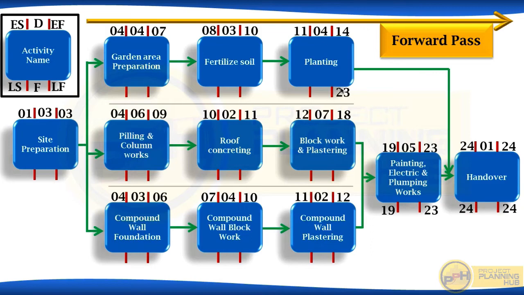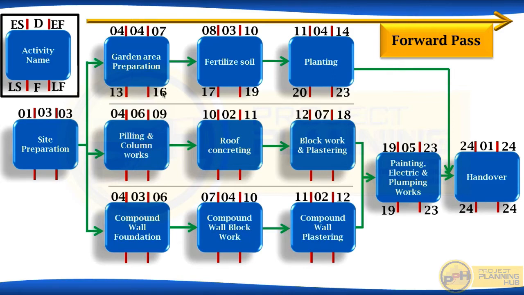Okay. If handover needs to start on 24, planting should finish on 23rd. Now, if planting need to finish on 23rd, when should it start? 20, right? Why? Because duration is 4 days. When should fertilized soil finish for planting to get start on 20? It's 19, right? If fertilized soil finishes on 19th, when should it start? 17th. Because the duration is 3 days. So 19 minus 3 plus 1, 17. For starting fertilized soil on 17th, we need to finish garden area preparation on 16th.